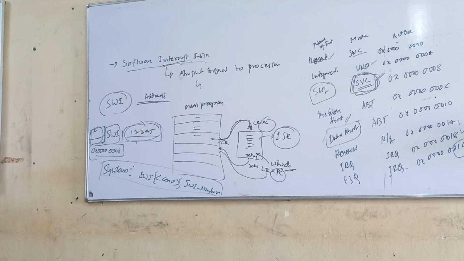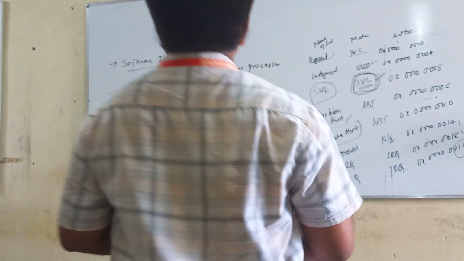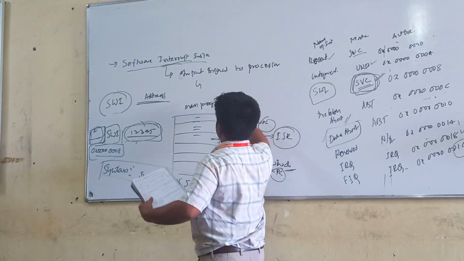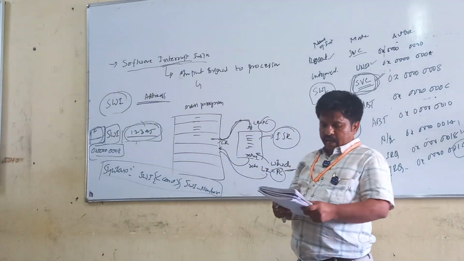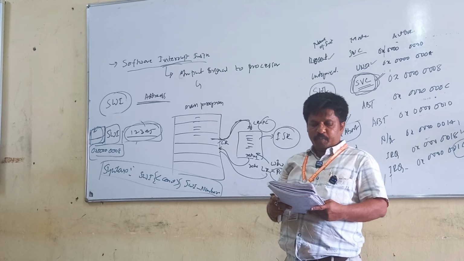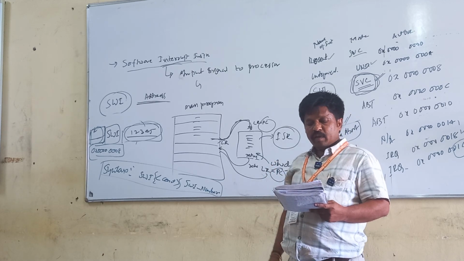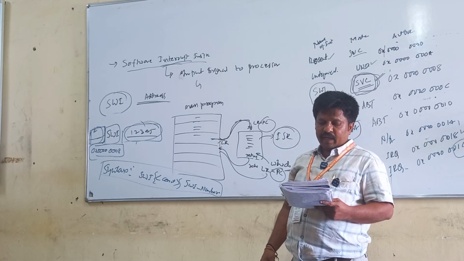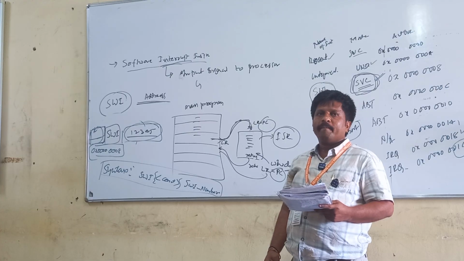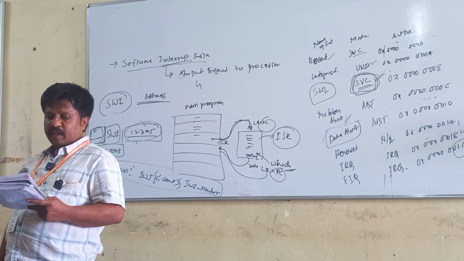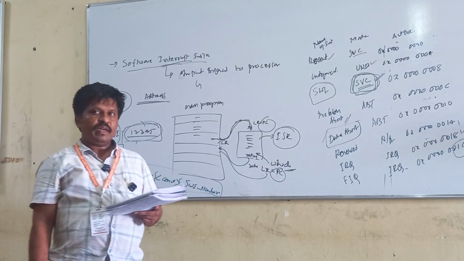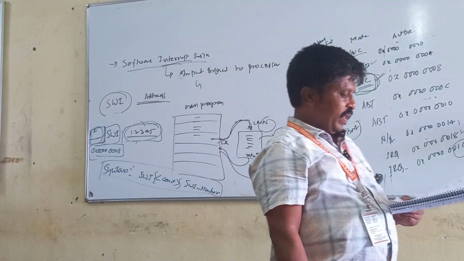In digital computers, an interrupt is an input signal to the processor indicating an event that needs immediate attention.